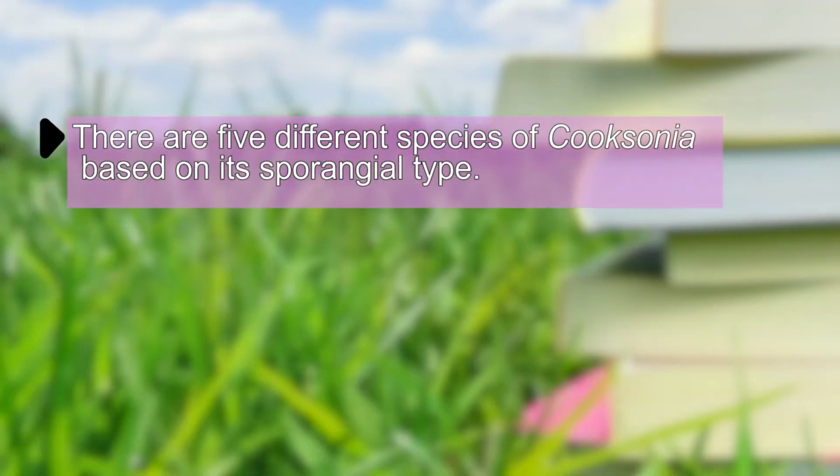The various species of Cooksonia can be classified or characterized based on the shape of the sporangia and its subtending axis. Because of the variability in the form of sporangia, sometimes it is very difficult to identify the species. Here we will be talking about 5 different species of Cooksonia based on sporangial type.